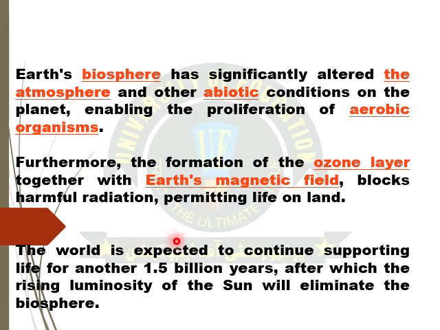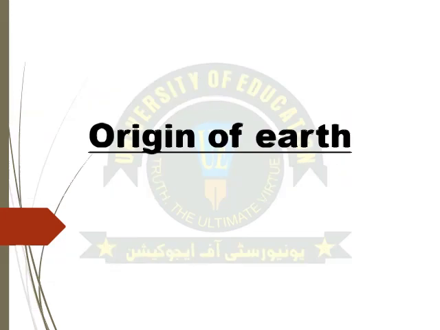The world is expected to continue supporting life for another 1.5 billion years, after which the rising luminosity of the Sun will eliminate the biosphere. This suggests that a time will come when the Sun will come near to the Earth and there will be no life due to the ultraviolet radiation that will reach Earth.